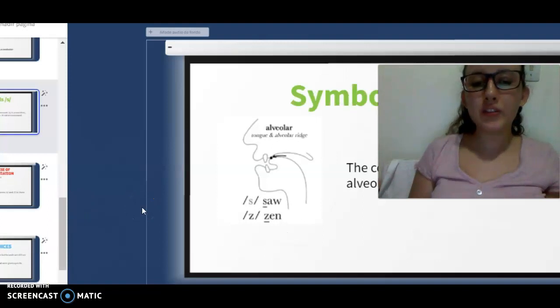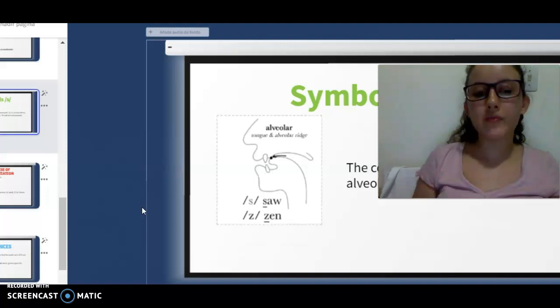Okay, I continue with the symbol and the consonant sa. The consonant sa is a voiceless alveolar fricative consonant.